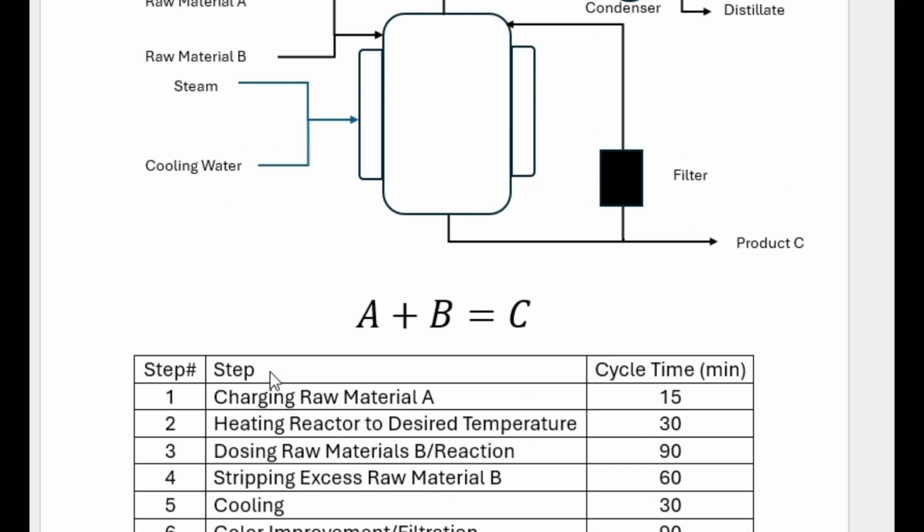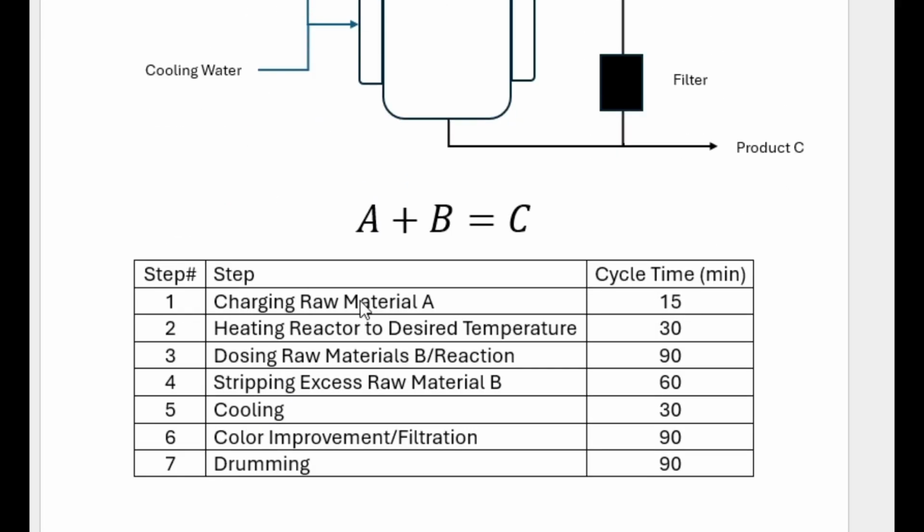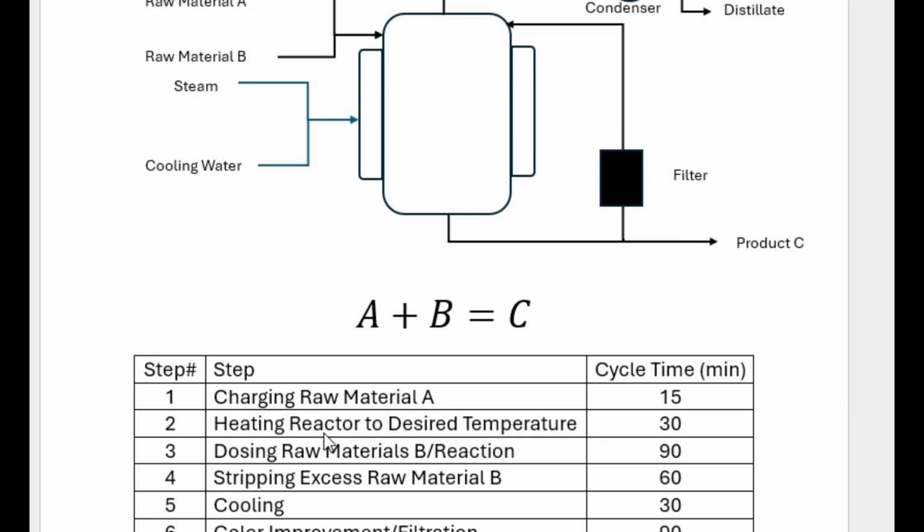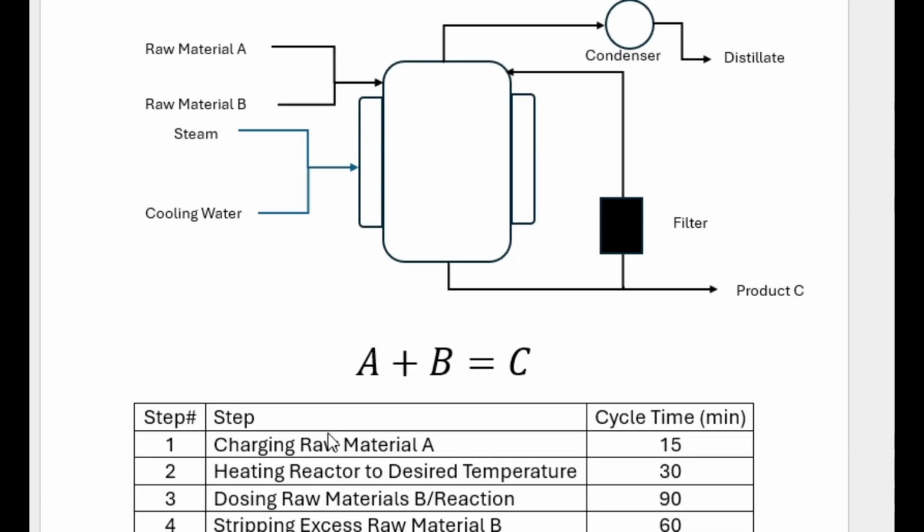And the steps are charging raw material A, say it's the limiting reactant, and then you heat that content to a desired temperature, which could be the reaction temperature. Then you dose raw material B, and as you see, there is no catalyst addition, which means it's probably self-catalyzed. As soon as you dose raw material B, the reaction would start. And then you need to maintain the reaction temperature. If the reaction is exothermic, then you maintain it with cooling water. If the reaction is endothermic, then you maintain it with steam.